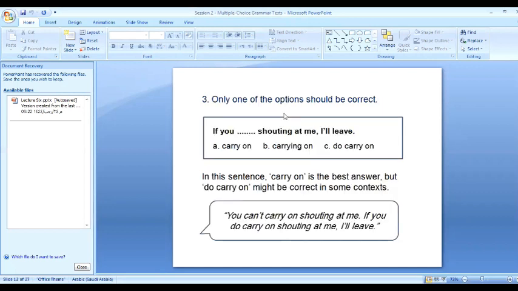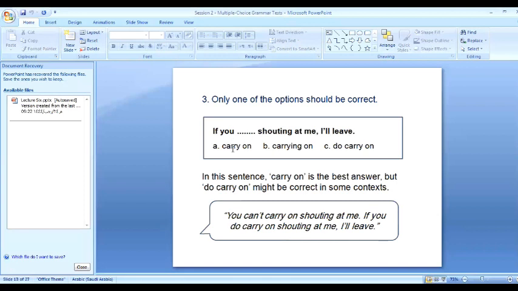Let us go to the third one. Only one of the options should be correct. Also, what makes a good multiple choice grammar test? There should be only one correct answer, not two. If you shouting at me, I will leave.